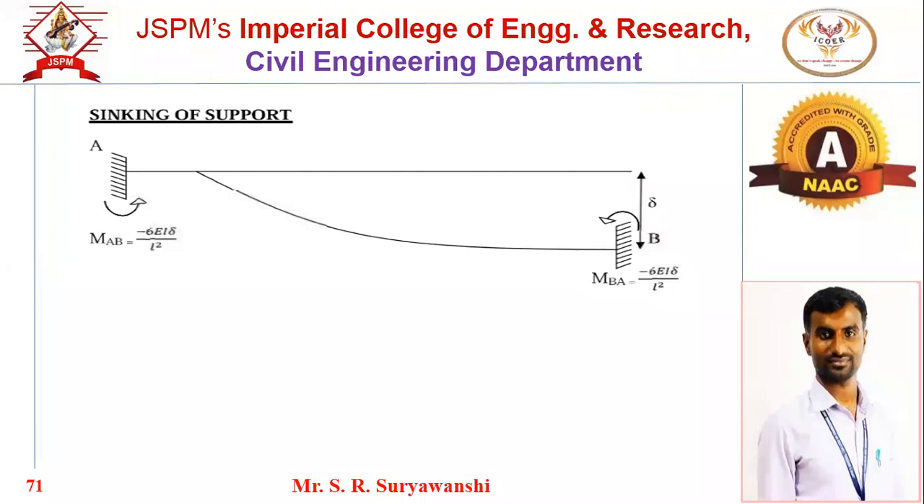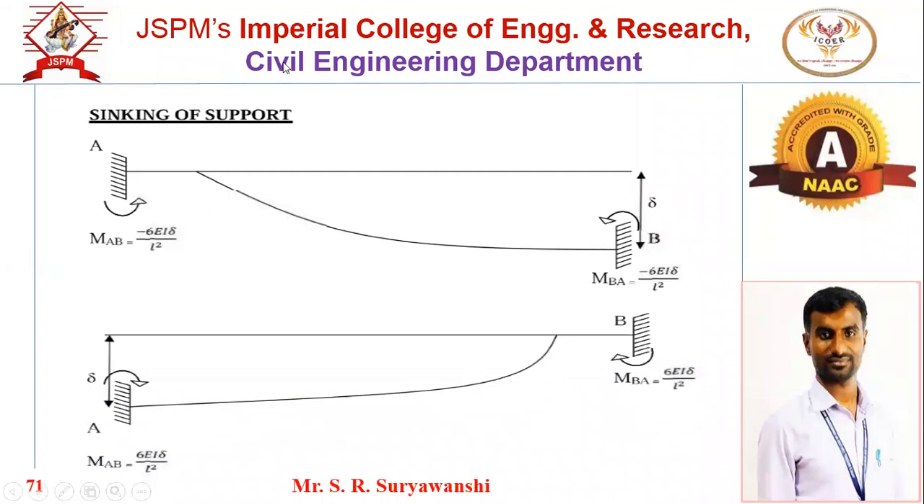So this is the first sign convention, and the second case is if the sinking or the settlement is there for the left end. If the left end is having the settlement, definitely at both the ends moment will be generated. Now this moment will be clockwise for both ends, so the magnitude of the moment will be positive at both the ends, positive 6 delta by L square. Whereas in the first case, if the right end is having the settlement, the moment at both the ends will be anti-clockwise, that's why minus. So these are the sign conventions we have to remember.